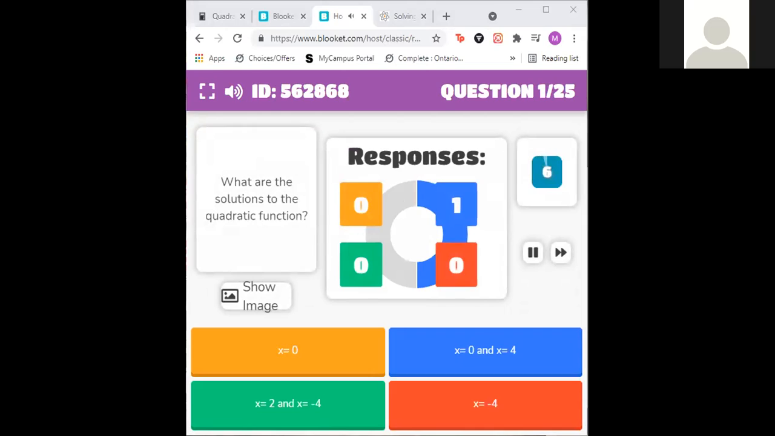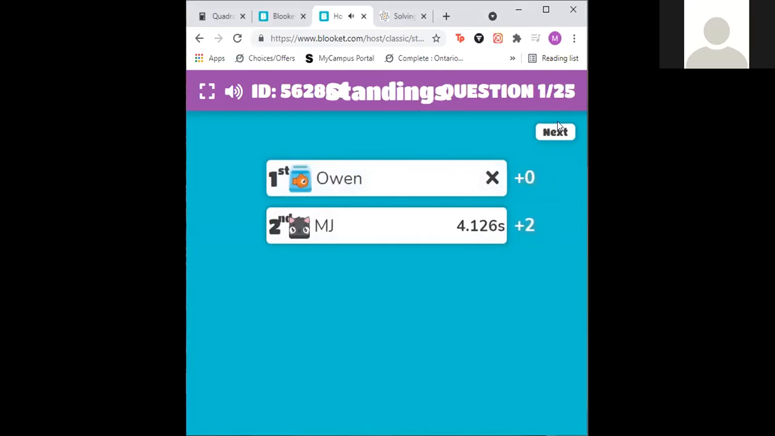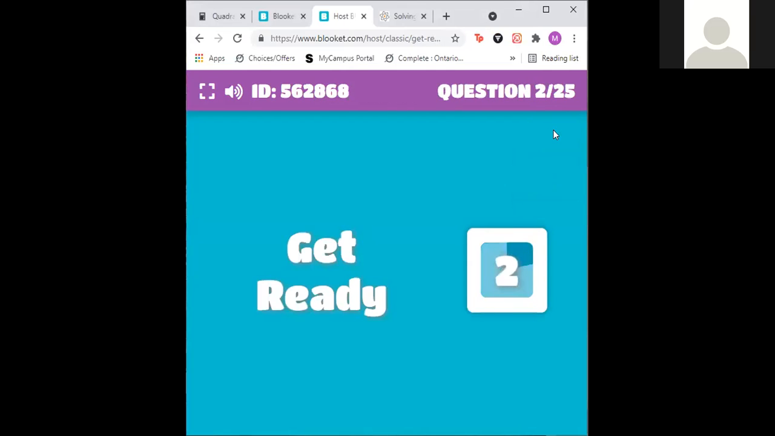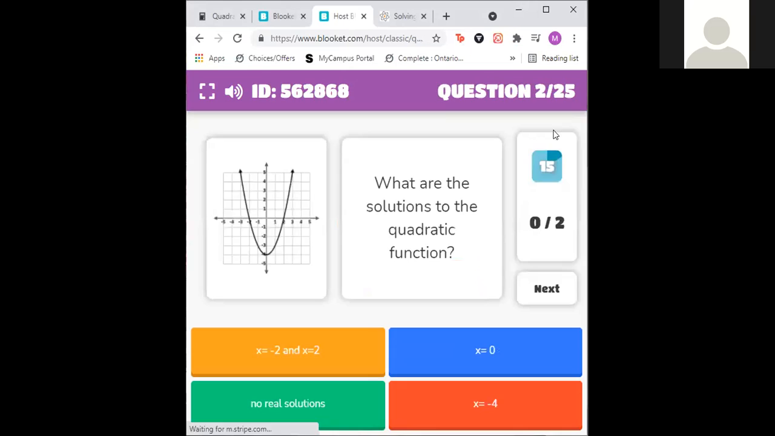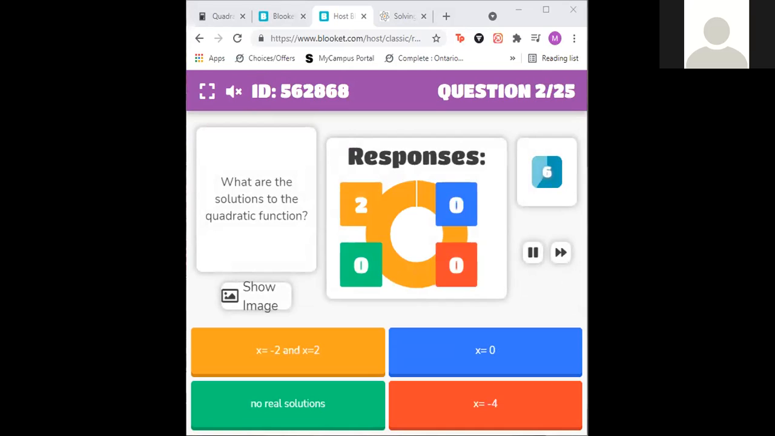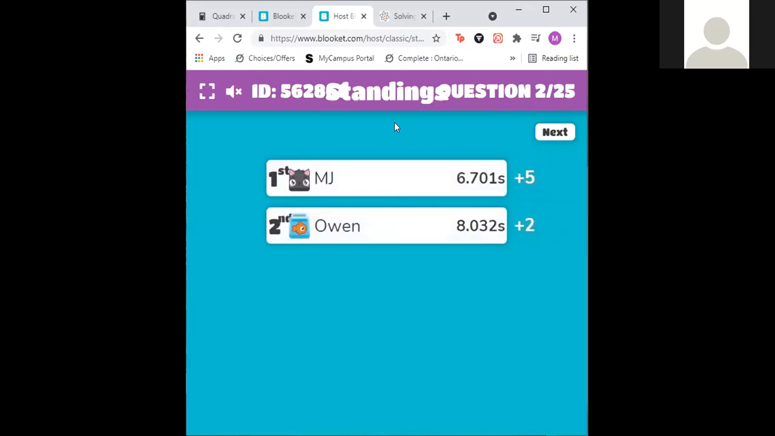I didn't even have a chance. So the solutions would be here, when it hits the x-axis. These solutions are when it hits the x-axis. So just find when it hits the x-axis. Yeah, there you go. That's great. Good job.